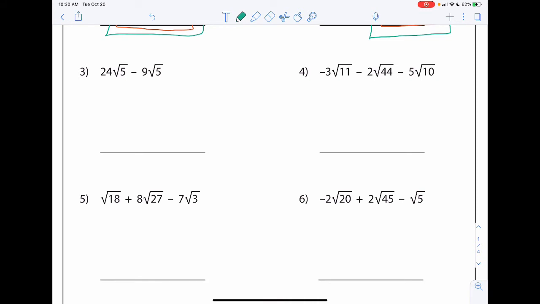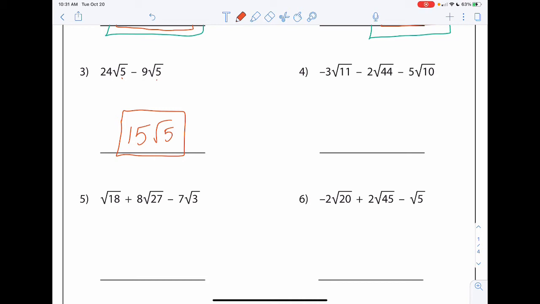So let's look at number 3. 24 radical 5 minus 9 radical 5. Well, this is a nice gift of a question. This one's really straightforward for us. Radical 5 and radical 5 match. So all we have to do is 24 minus 9, which is 15, and then the radical 5 stays. So 15 radical 5. That's all we have to do.